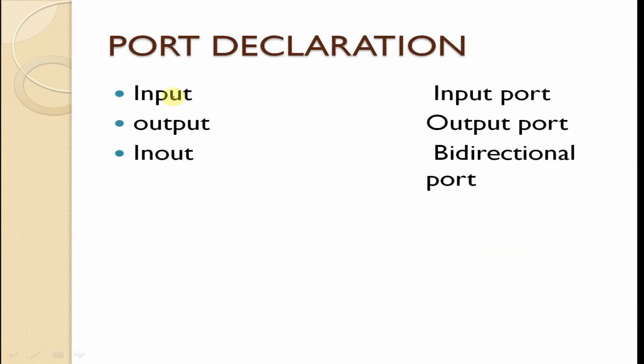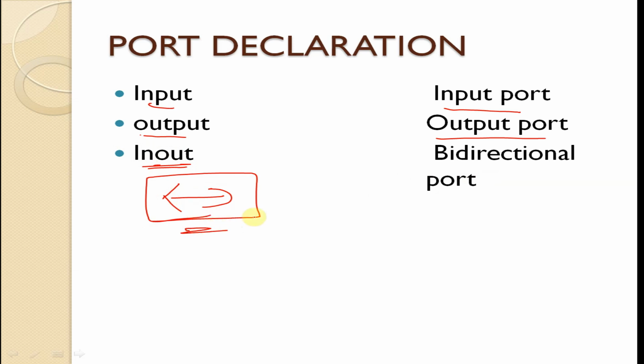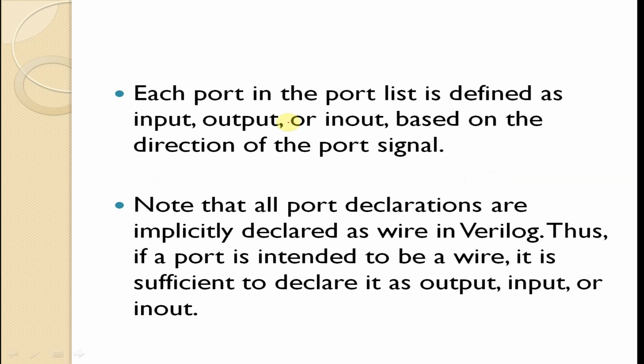For declaring input ports, we will use the keyword input, then it will be our input port. And for declaring our output ports, we will use the keyword output, then it will act as an output port. And for declaring in-out ports, that is bidirectional, both input and output, we will use the keyword inout. So the port will act both as an input and output at a time. So like this, we will declare the input, output and inout ports.